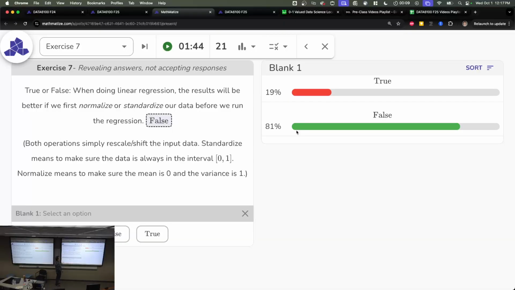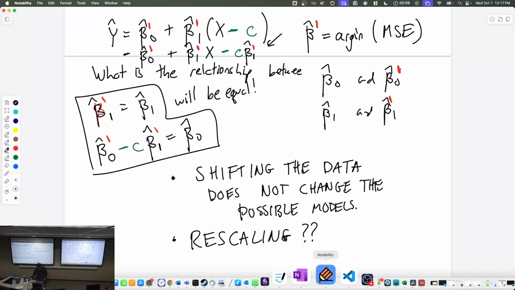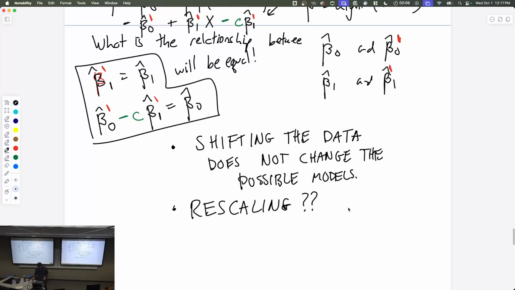The correct statement: when doing linear regression, if you first normalize or standardize, the results will be exactly the same. Nothing will change if you do standardizing or normalizing with linear regression. Rescaling also leaves the results unchanged. So the results will not be better. They will be identical.